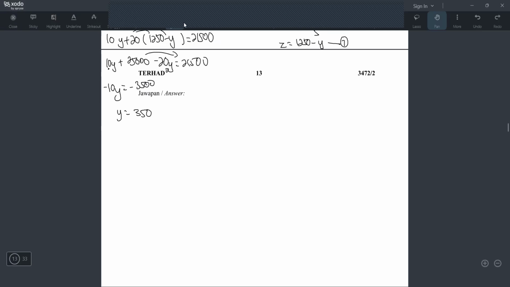Now how to find my z? Well, you substitute back into equation 7 lah. So z will be 1250 minus y, which is 350. Now you will get 1250 minus 350, 900. So your z value is 900.